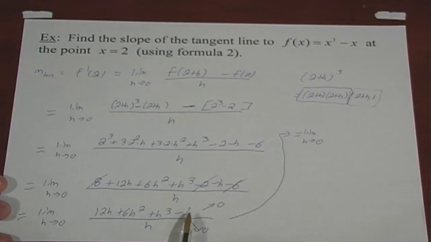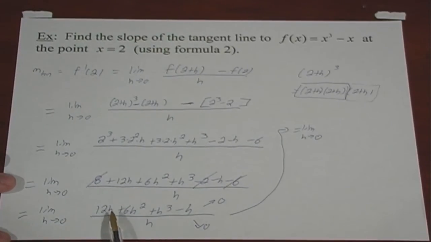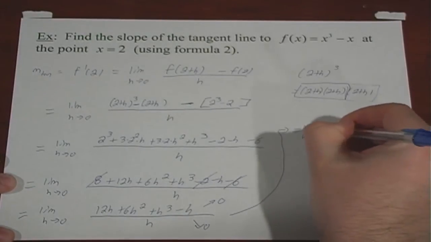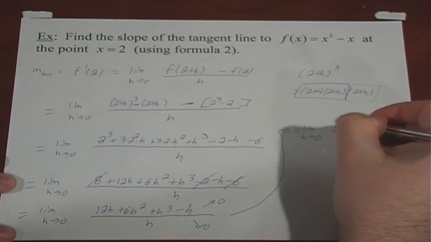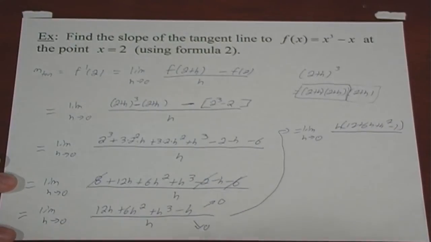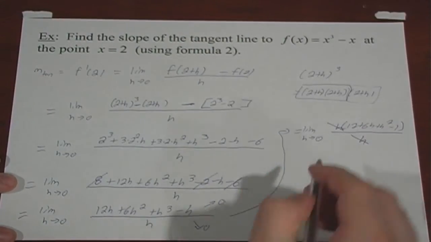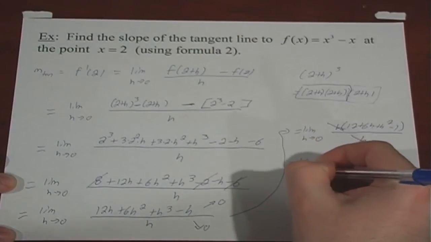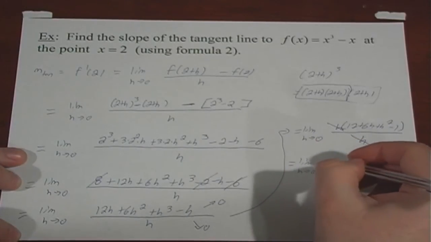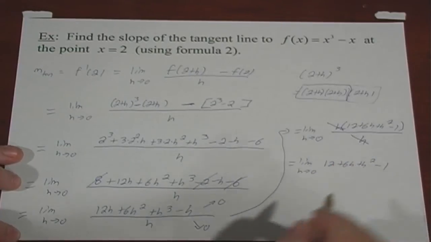I'm just going to factor an h. Again, this is what's always going to happen if you do the problem right. All the terms that don't have an h are going to cancel. And then since every term has an h, you can factor an h out of all the terms on top. And what do we get? We get 12 plus 6h plus h squared minus 1 over h. And now these h's cancel. And you get limit h goes to 0 of 12 plus 6h plus h squared minus 1.